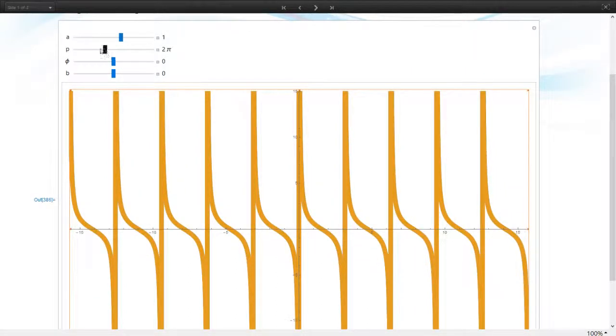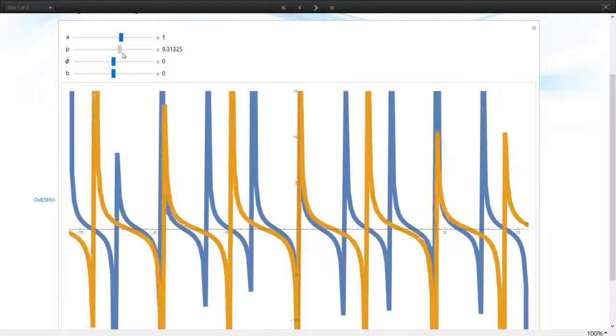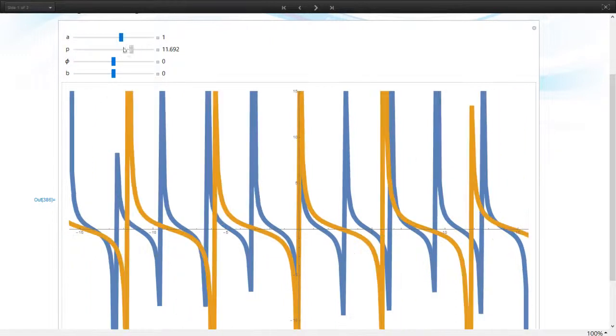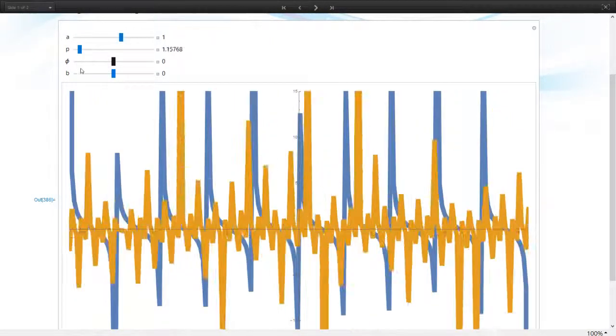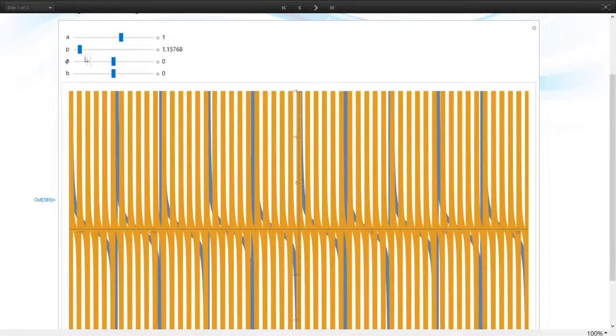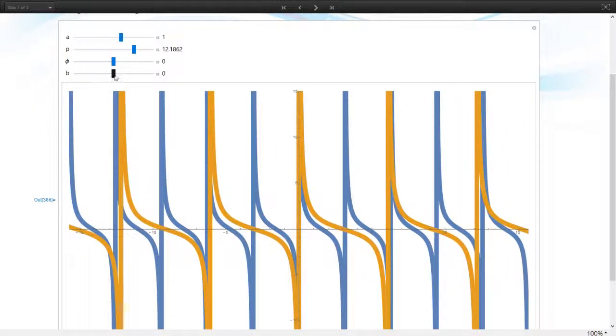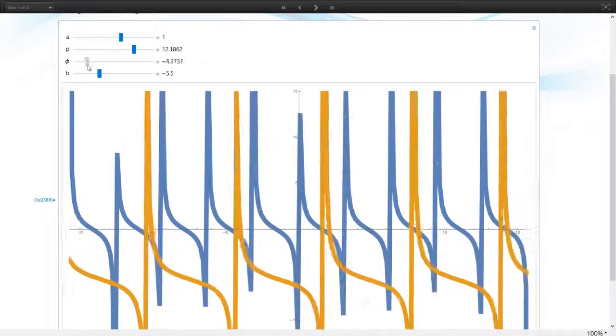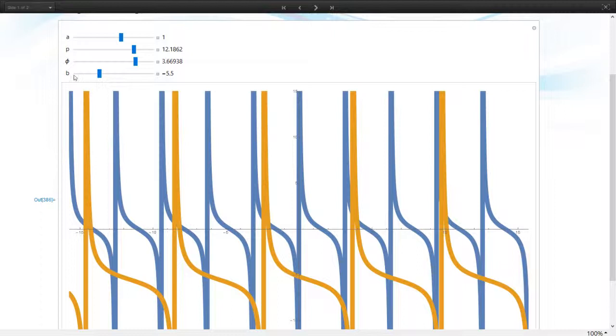And again, if we change these values, we'll get stretching to occur if we set the period as a large number, and horizontal compression if we set it to be a small number. We can shift the graph up or down, or left or right, as we choose these coefficients to be whatever we choose them to be.